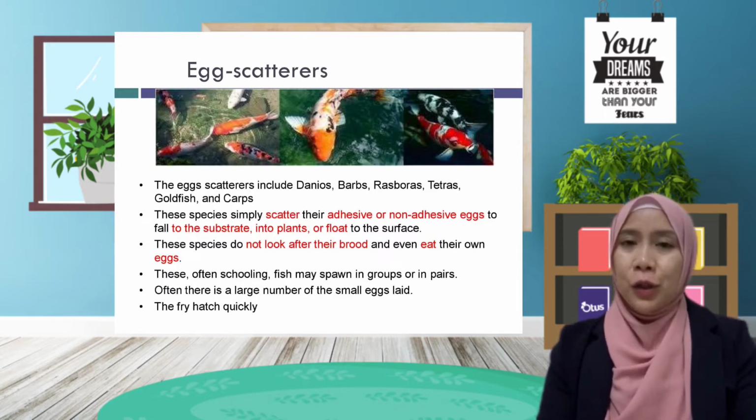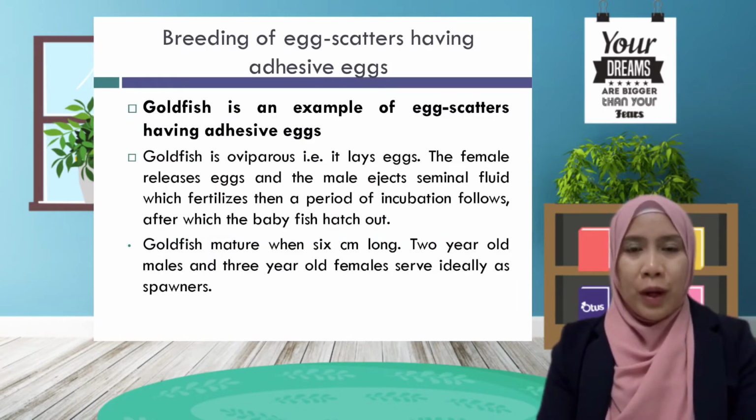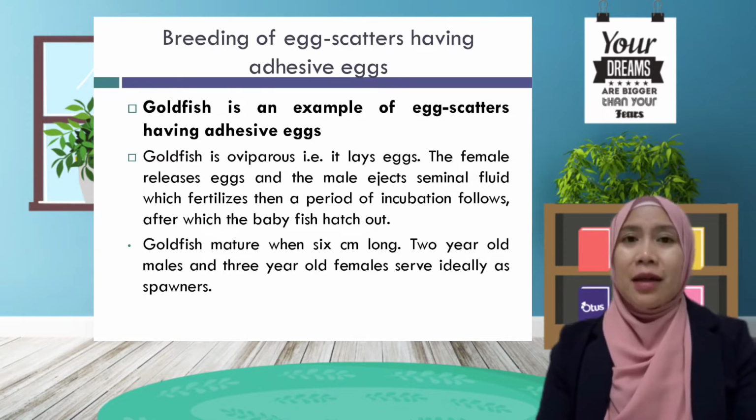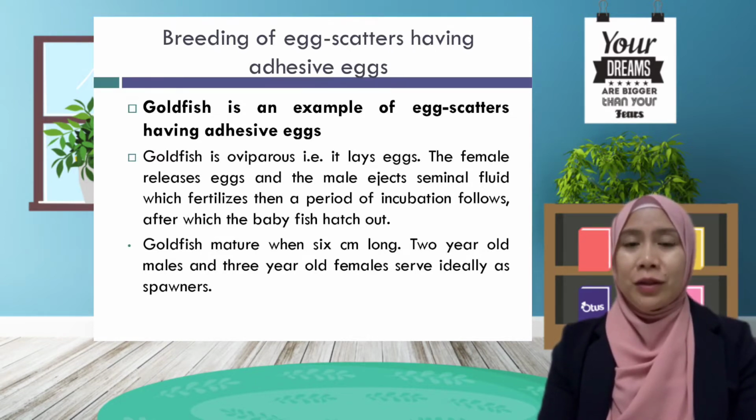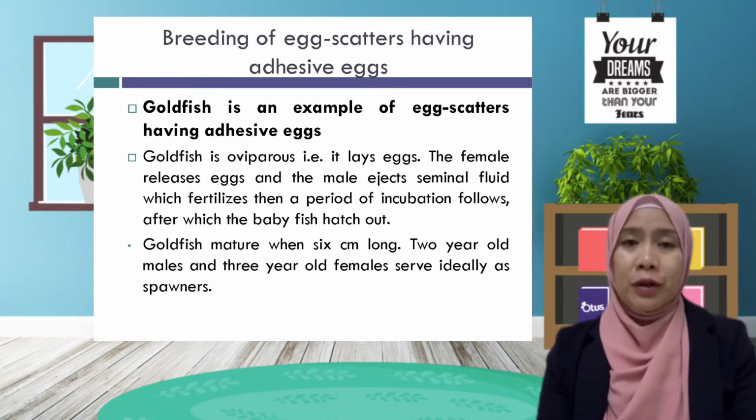The fry hatch quickly. Now, we are going to learn about fish that are under the category of egg scatterers having adhesive eggs. Goldfish is an example of egg scatterers having adhesive eggs. Goldfish is oviparous. It lays eggs. The female releases eggs and the male ejects seminal fluid, which fertilizes them. Then a period of incubation follows, after which the baby fish hatch out.